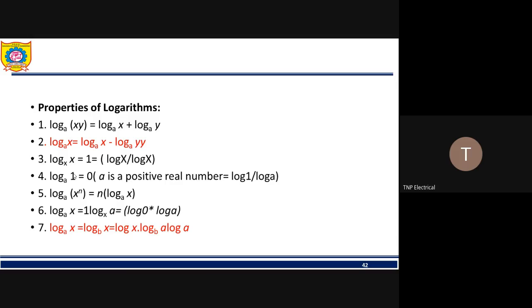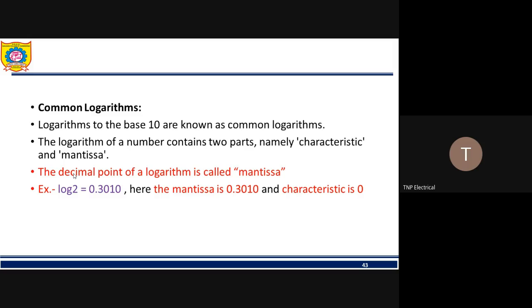So hope you have noted it down. Very important, friend. Let's go with another basic one. This concept is called the common logarithm, and it is very simple, but yes, it is very important as well. The logarithm to the base 10 is known as common logarithm, my friend. Now the logarithm of a number contains two parts, namely characteristic and mantissa. You should remember this point, it is very important.